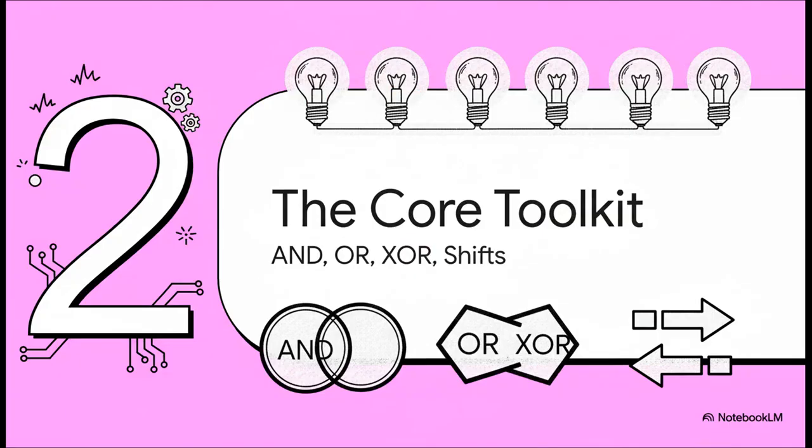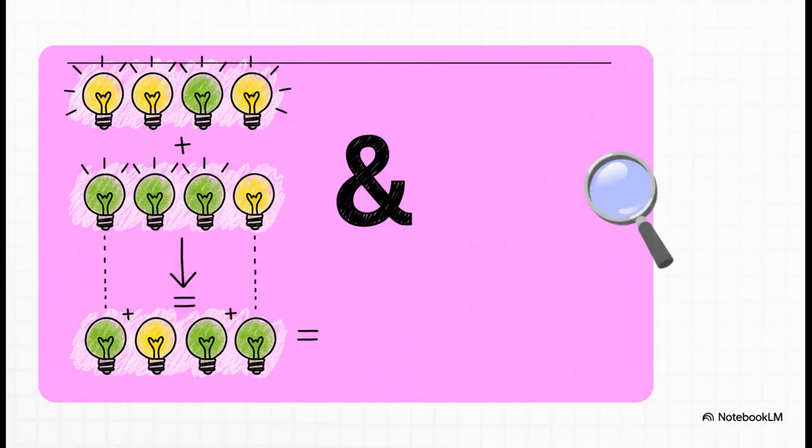So if our numbers are just these rows of lights, how do we actually mess with them? Well, we have a core toolkit of operators that give us really precise control. Let's meet our first tool, shall we? First up, we've got the bitwise AND. This one's pretty simple, and it's also very strict. When you AND two numbers together, you're looking at each light in the same position, one by one. The light in your final answer will only be on if the lights in both of the original numbers were also on. If even one of them is off, the result is off.